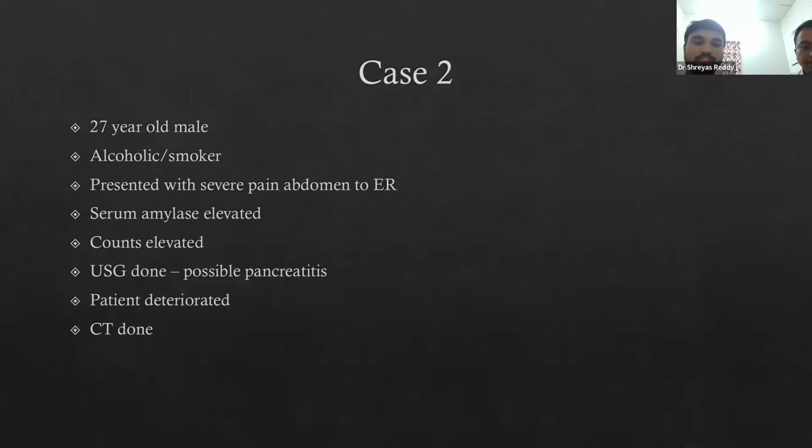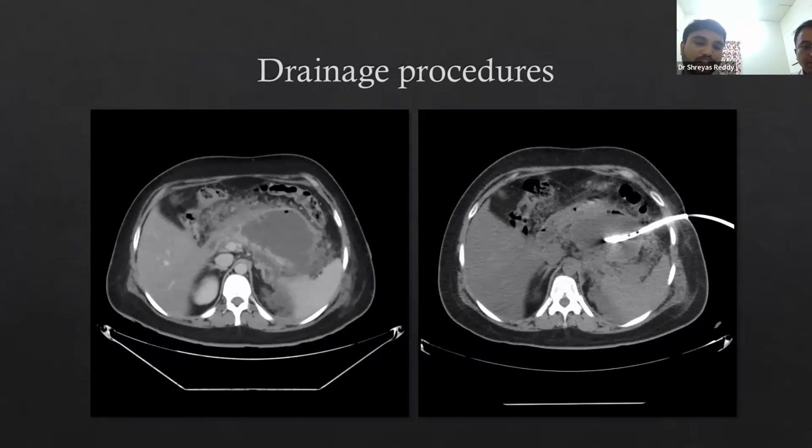So the first image that is provided is an axial section at the level of the pancreas. It is a venous phase image, and that is showing a large collection that is replacing the pancreatic body as well as the tail. There are severe peripancreatic inflammatory changes and some ill-defined fluid.